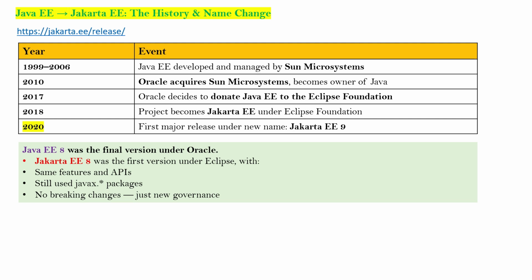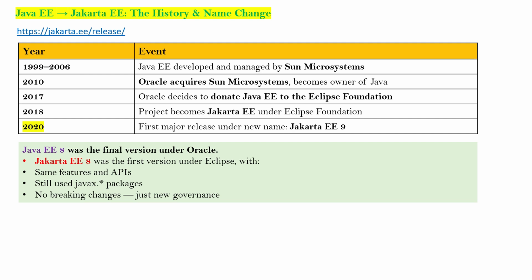So that means, in a nutshell, it was Java Enterprise Edition till 2017. After that, it was donated to the Eclipse Foundation, and after that, it was renamed as Jakarta Enterprise Edition. Okay, and Java Enterprise Edition 8 was the final version under Oracle. So that means while it was under the ownership of Oracle, the last version of the Java Enterprise Edition was Java Enterprise Edition 8. Okay, that means till 2017.